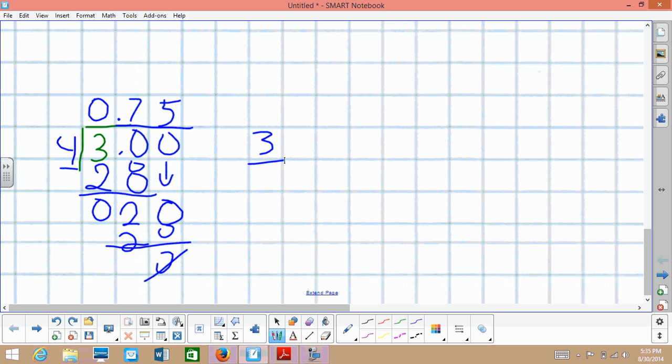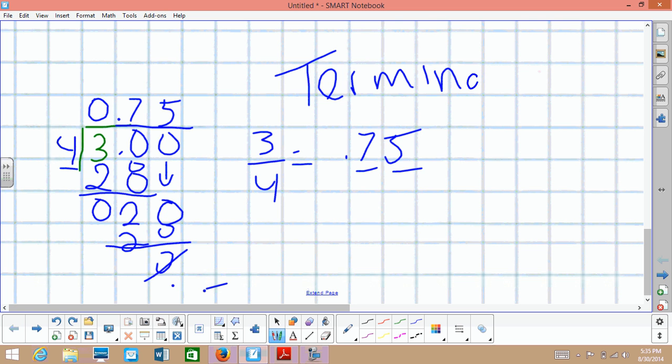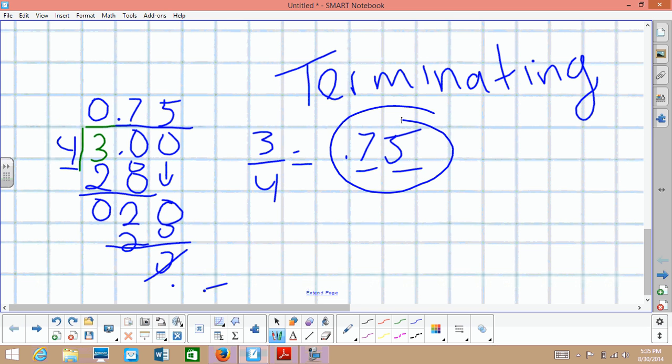So 3 over 4 equals 0.75, 75 hundredths. We call it hundredths because the last number is in the hundredths place. This is the tenth, that's the hundredth. So we would say that number as 75 hundredths. Because it doesn't keep going and going like the other one did, we call this a terminating number.